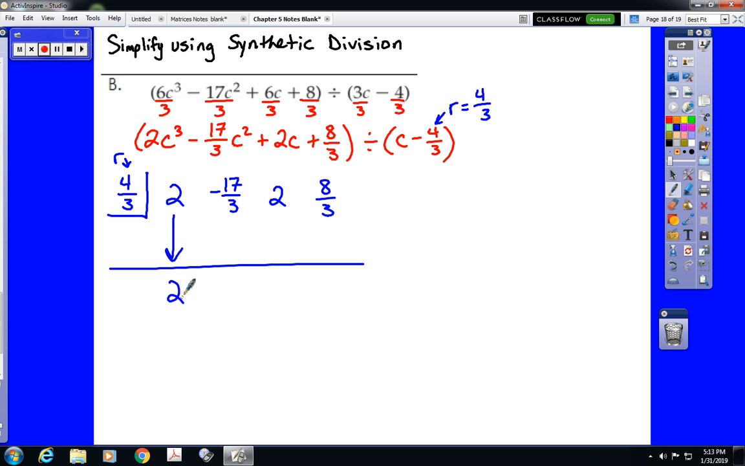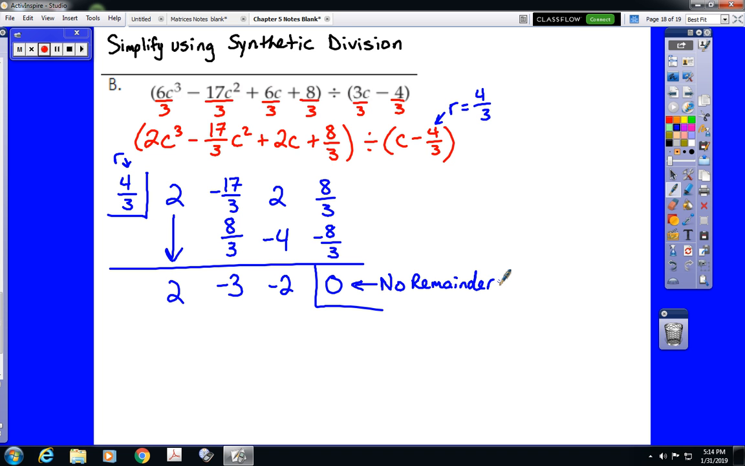4 thirds times 2 is 8 thirds. Add down. That would be negative 9 thirds. You know, negative 3. 4 thirds times negative 3 is negative 4. Add down is negative 2. 4 thirds times negative 2 is negative 8 thirds. Add down. Hey, look, we got lucky. There is no remainder. This is to indicate that sometimes this does work out nicely.